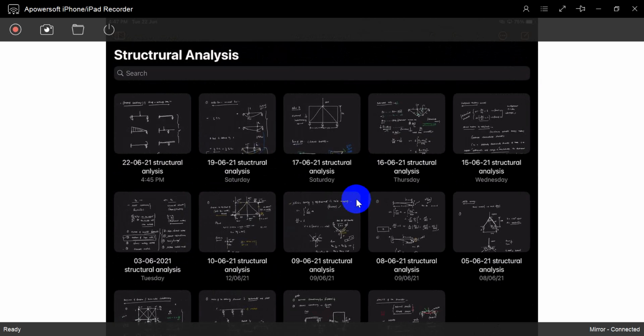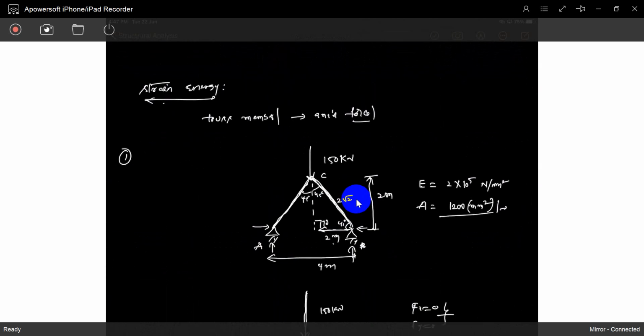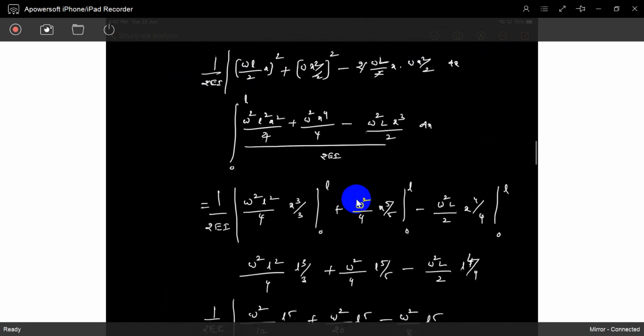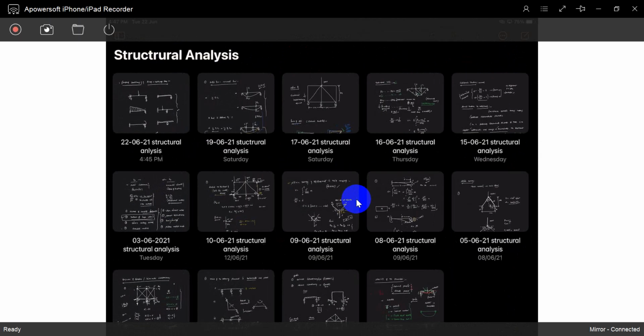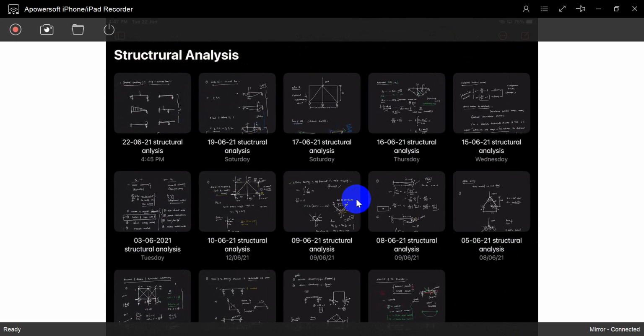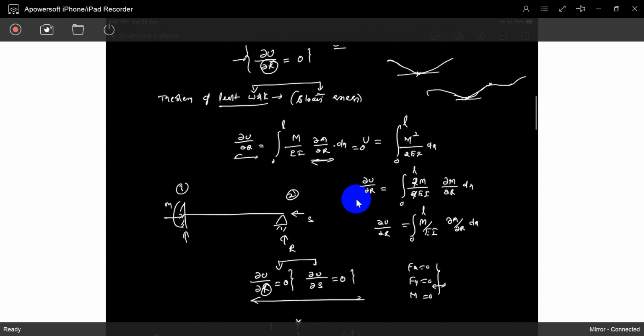Fifth. Where is it, fifth? It's a strain energy. Huh? 15th. Special theorem. Yes, special theorem.